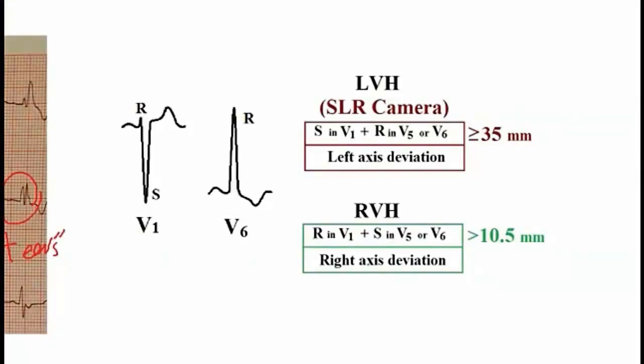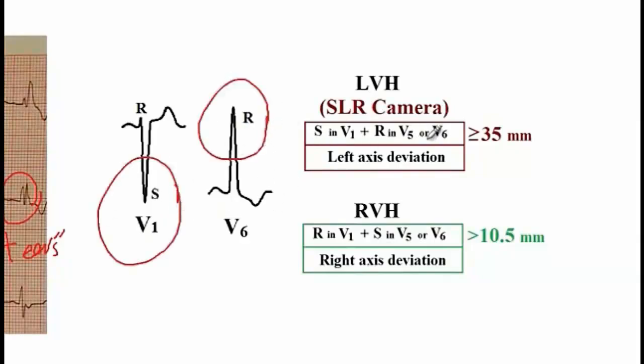For left ventricular hypertrophy, we have an S wave in V1 and an R wave in V6. And the size of these S waves and the R wave is really huge. So if you add them up in patients with left ventricular hypertrophy, it would be more than 35 millimeters. And then there's also a left axis deviation.